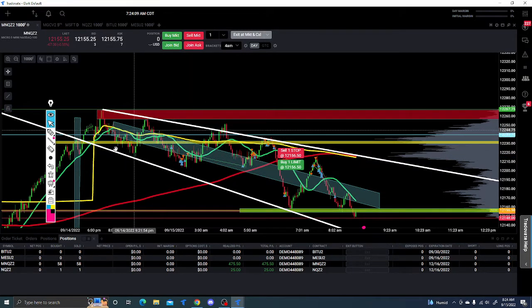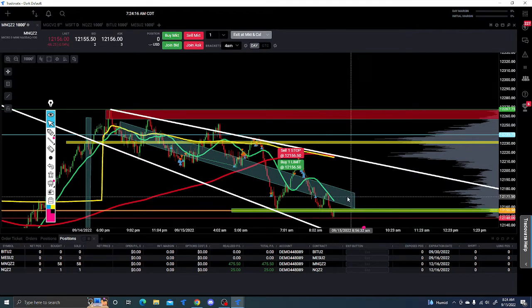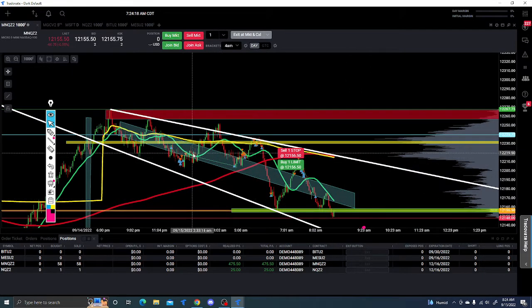You want to take trades near support and resistance, okay? Everything making sense so far? So if you're not trading in here, you're going to save yourself a lot of headaches, all right?